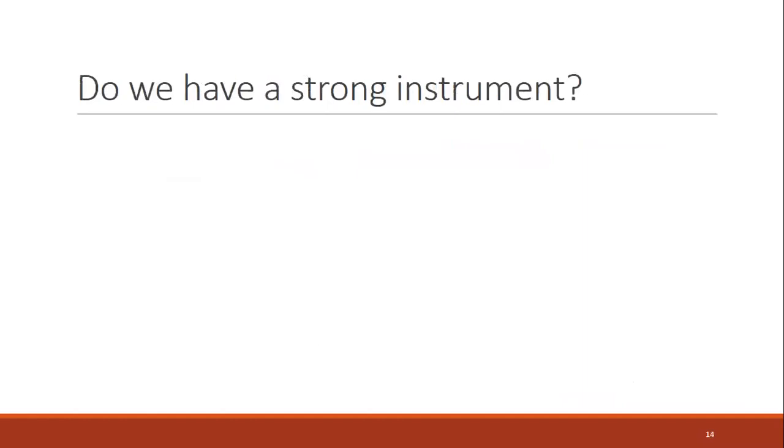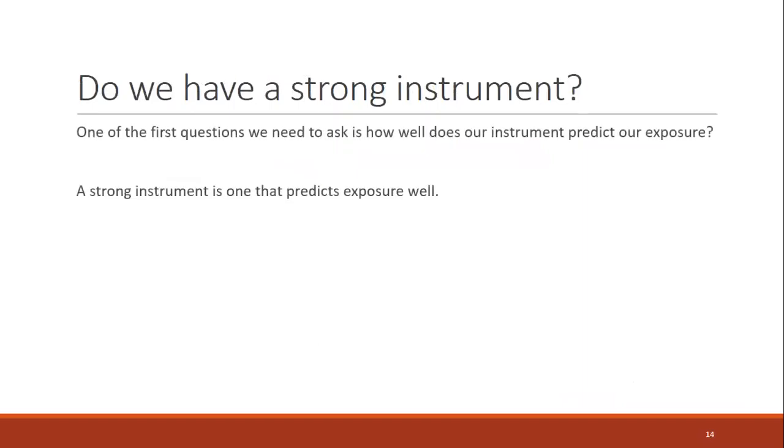So the first question we have to ask ourselves is, do we have a strong instrument? We talked at the beginning, one of the critical first assumptions, and this makes sense, is if we're going to use an instrument, it has to be good at predicting our exposure. If it's not, then it's not useful to us. If we think about physician preference, we hope that if a physician's preference is Cox-2 inhibitors, that's what they're going to prescribe, and if it's another NSAID, that's what they're going to prescribe. So we need a strong instrument for any of this to work. Again, the stronger the instrument, the better it predicts exposure.